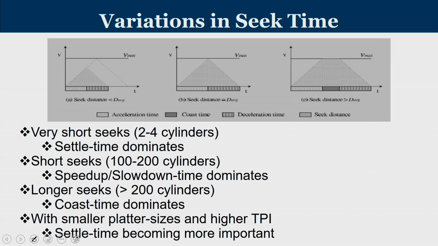So, variation in seek time. Sometimes you have a very short seek, that means the current position and the desired location are very close to each other, within 2 to 4 cylinders, and it is the settle time that is going to dominate. For short seeks coming up to 100 to 200 cylinders, the speed up and slow down time is going to dominate, and for longer seeks, that is more than 200 cylinders, you have a speed up, then you have a longer amount of coast time, and then you are going to slow down. So, in that case the coast time dominates.